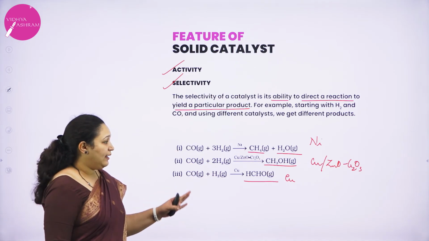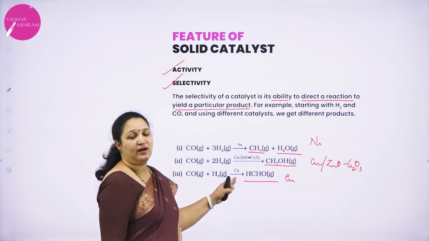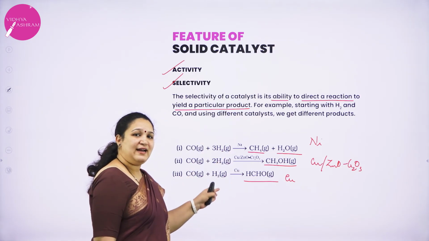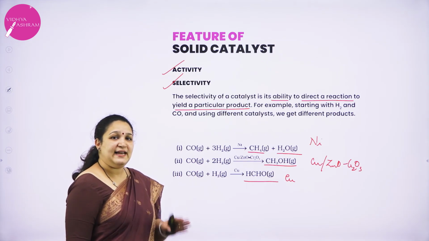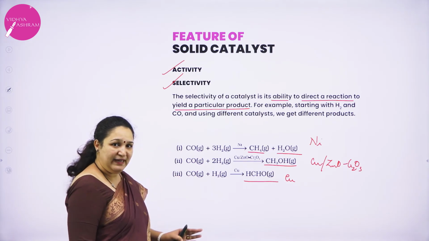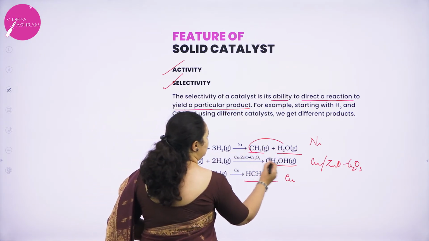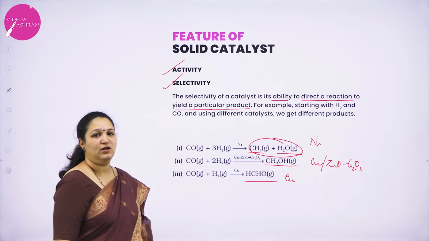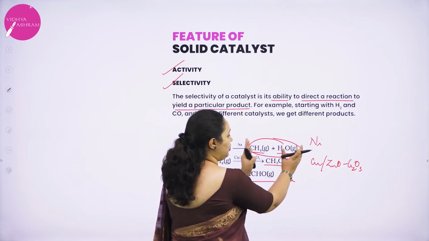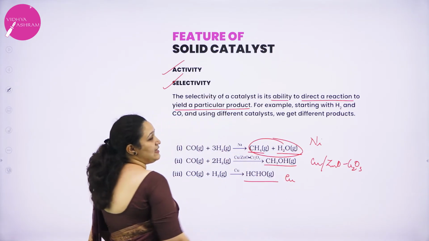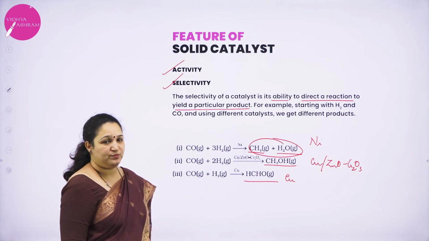So what happened? I got three different products when three different catalysts were used, but the reactants are exactly the same. So this is called selectivity of a catalyst. It is the ability of a catalyst to direct the reaction to yield a particular product. It can direct the entire reaction to get a particular product. That is called selectivity of a catalyst. I hope you have understood.